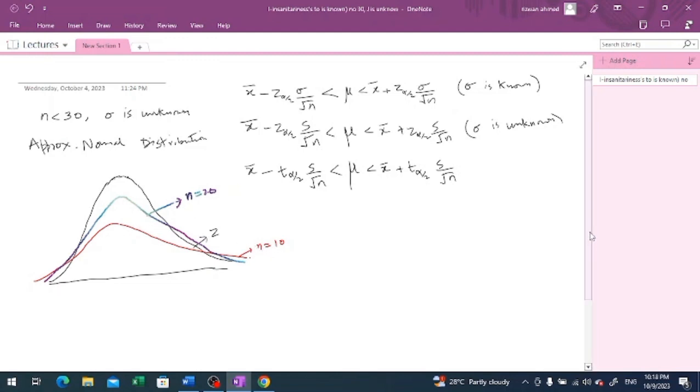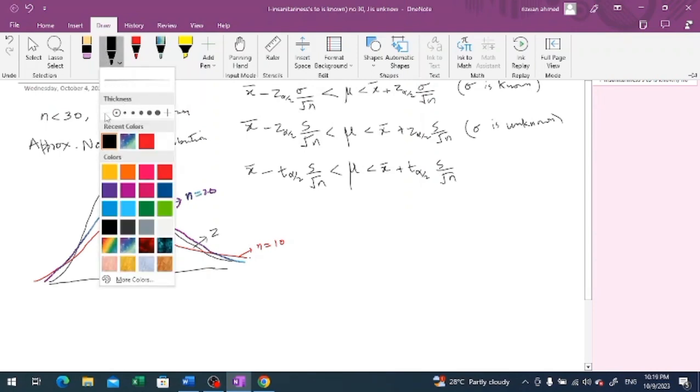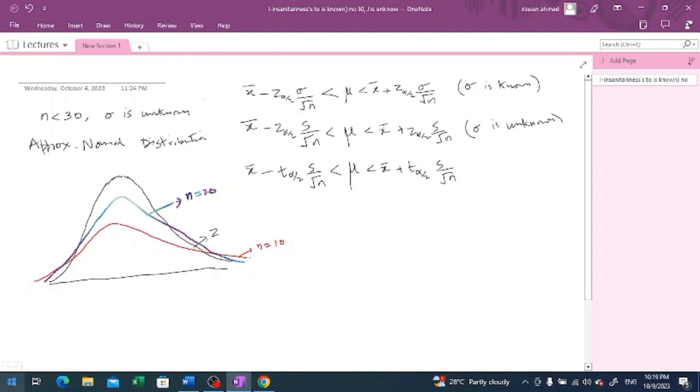Okay. Now you can see if we compare the relative steepness of the three curves, we can notice one thing: the sample size of 10 curve is the flattest among all three. Then the sample size of 20 is relatively steeper, and then the Z distribution is the steepest among all three. So we have taken notice of this thing, that when we increase our sample size, the curve gets steeper.